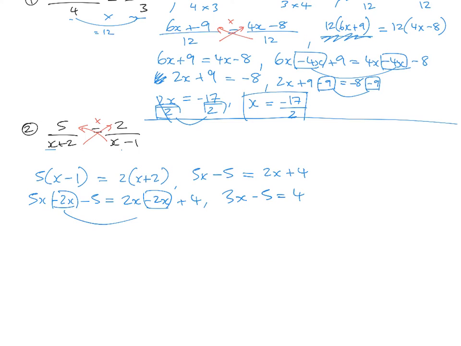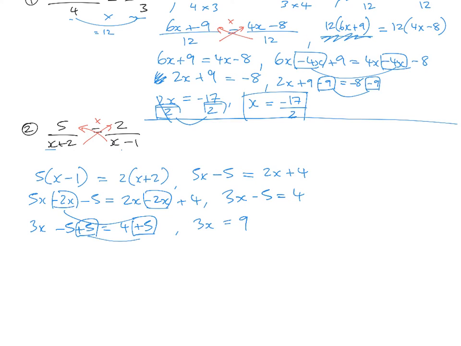I want to get rid of the negative 5. What's the opposite of taking 5? Adding 5. I need to balance by adding 5 on both sides. It's balanced, so 3x. Negative 5 plus 5 is 0, so I've got 3x left on the left side. Then 4 plus 5 is 9.